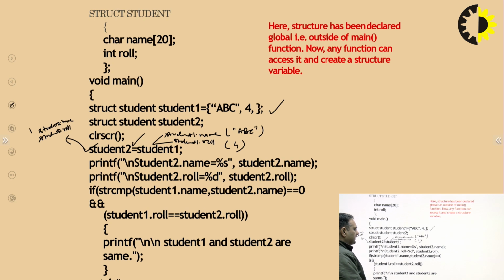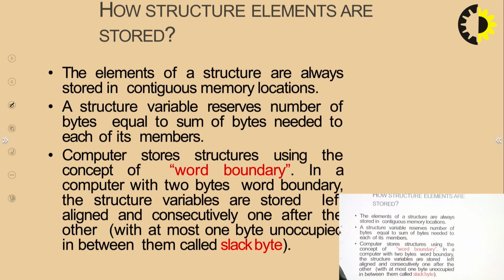You already saw that the same information of student 1 is to be copied to student 2. That's why both structure variables are equal, and it means all the information of each and every field member of student 1 is to be transferred to student 2. That's why both the structure variables are equal.